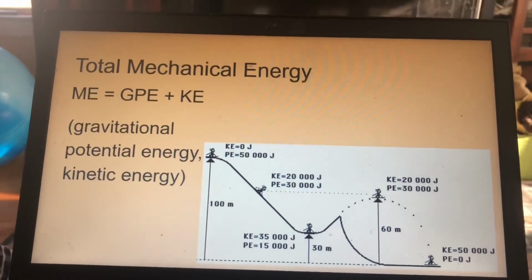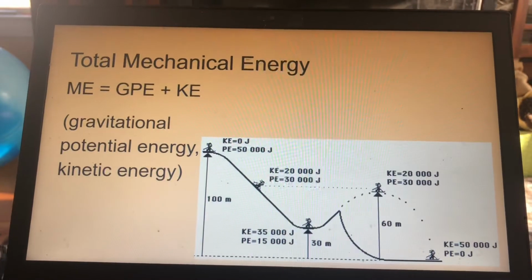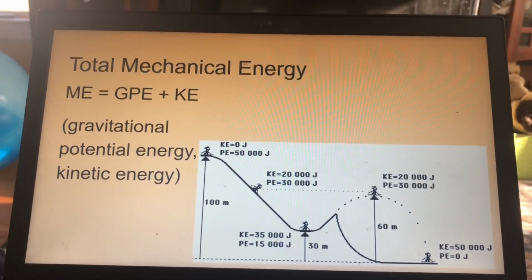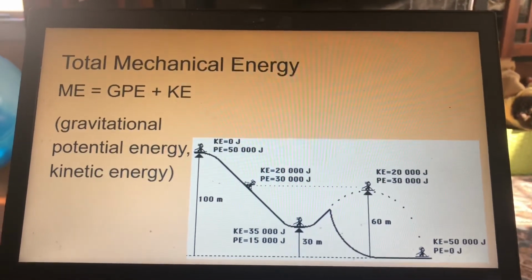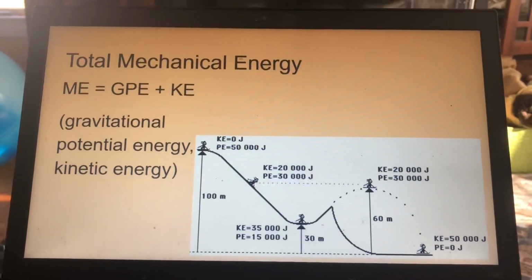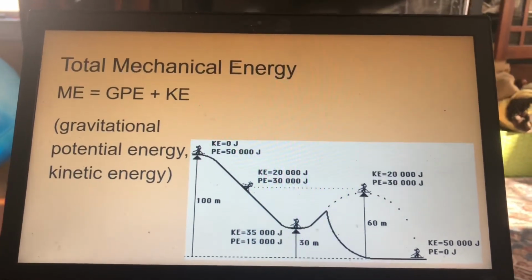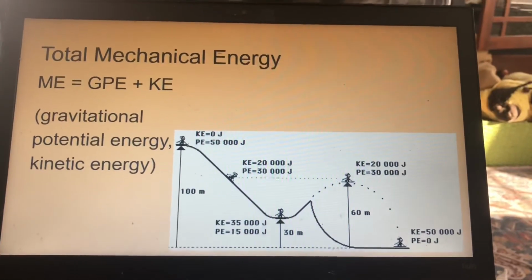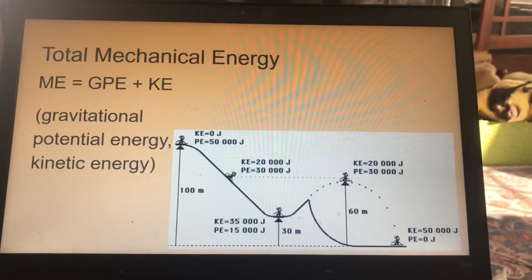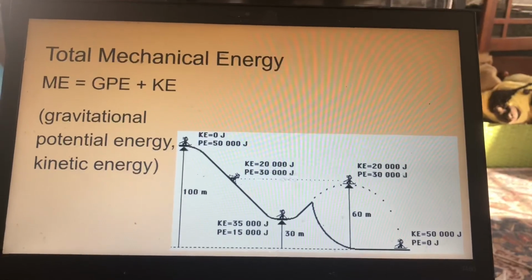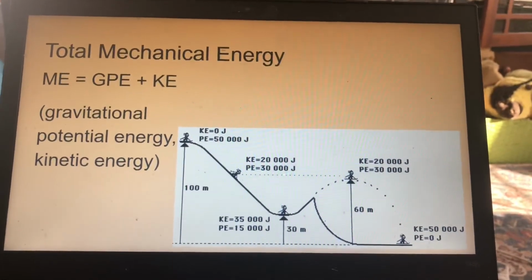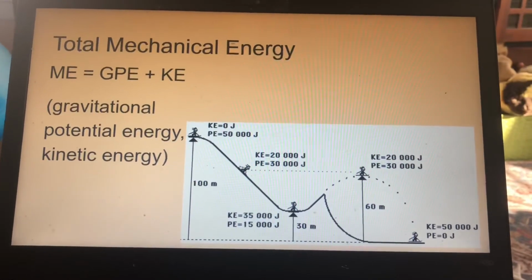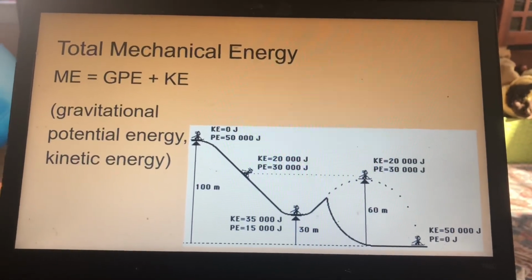Okay, so let's look at mechanical energy. Mechanical energy, ME, is gravitational potential energy plus kinetic energy. So GPE plus KE is the gravitational and the kinetic. So check out skateboarder dude here. When the skateboarder dude is at the top of the hill, notice that he has 0 joules of kinetic energy because he's not moving yet. But he's got 50,000 joules of potential energy because he's so up high.